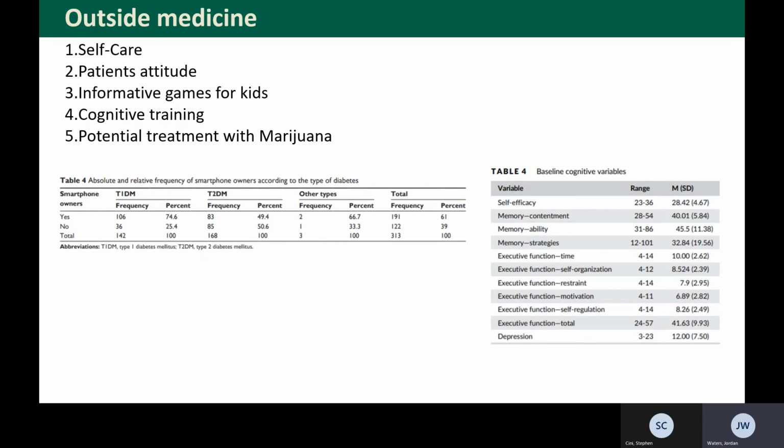Cognitive training is something you'll see here on the table on the right. There are a lot of things like depression and loss of memory that come alongside diabetes. So they're working on using smartphones or other methods to encourage using your brain and practicing those functions more. And there's also research into potential treatment with marijuana, and they believe that there could be prevention of diabetes and also help with it.